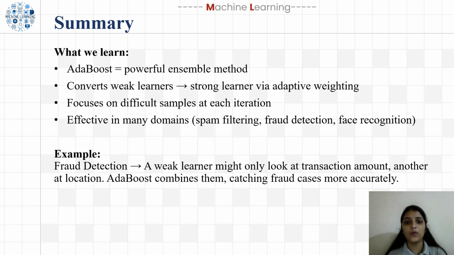Looking ahead, AdaBoost has some exciting future trends. First is integration with deep learning for hybrid models. Second is improved robustness to noisy and imbalanced data. Third is faster training methods for very large datasets. Then, application in real-time AI systems like autonomous vehicles and smart cameras. And combining AdaBoost with other ensemble methods for even higher accuracy and better performance of the model.